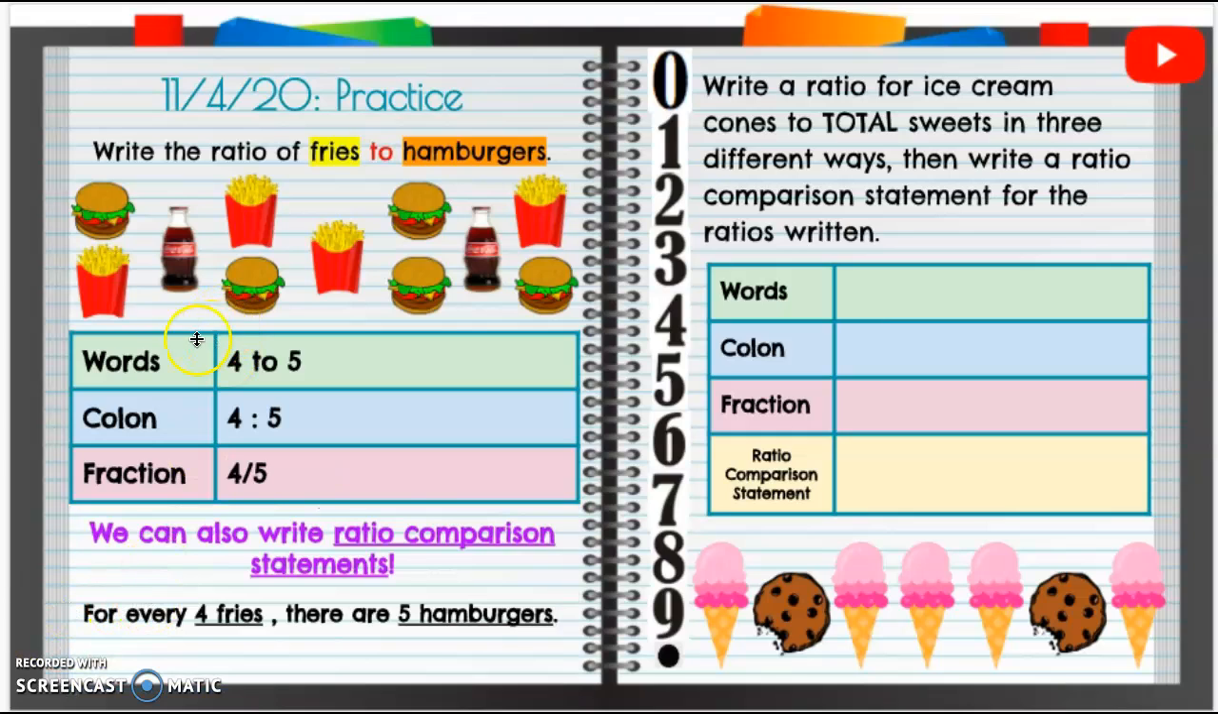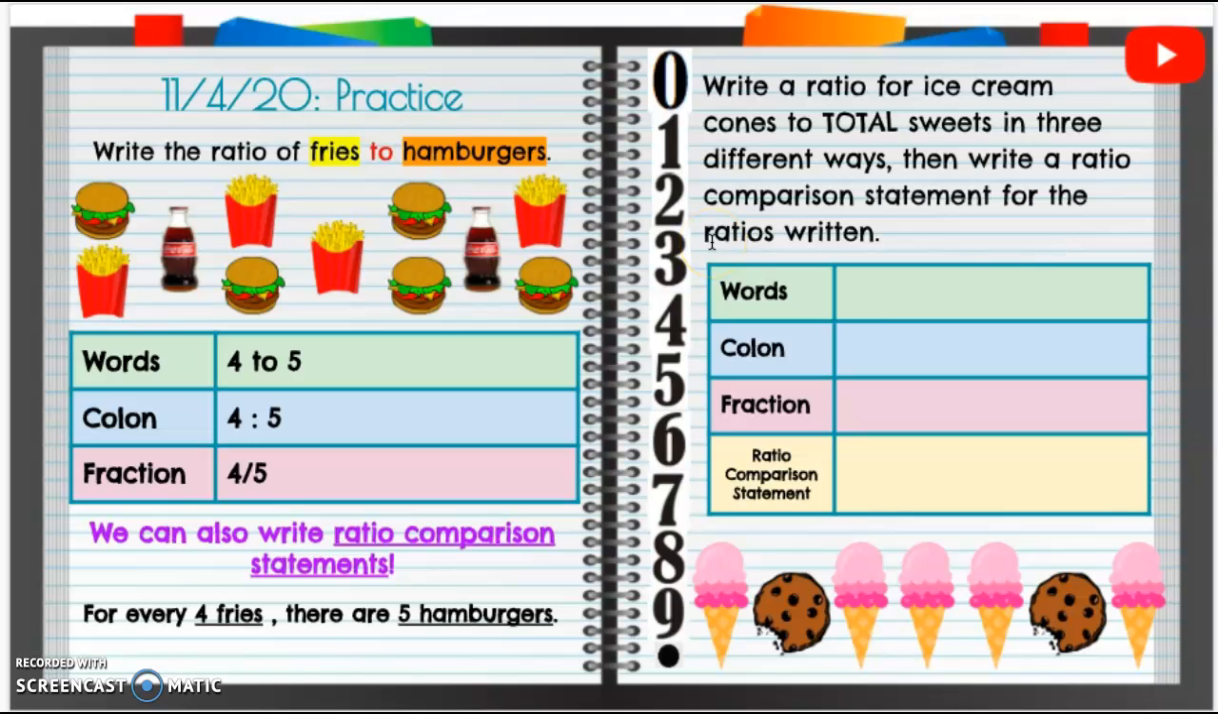So that's it. So we have our word form, colon, fraction, and then our ratio comparison statement. For every blank, there are blank. So for every 4 fries, well, this 4 for every, the first one. And there are, so then the next one, well, 5 what? 5 hamburgers. There we go.